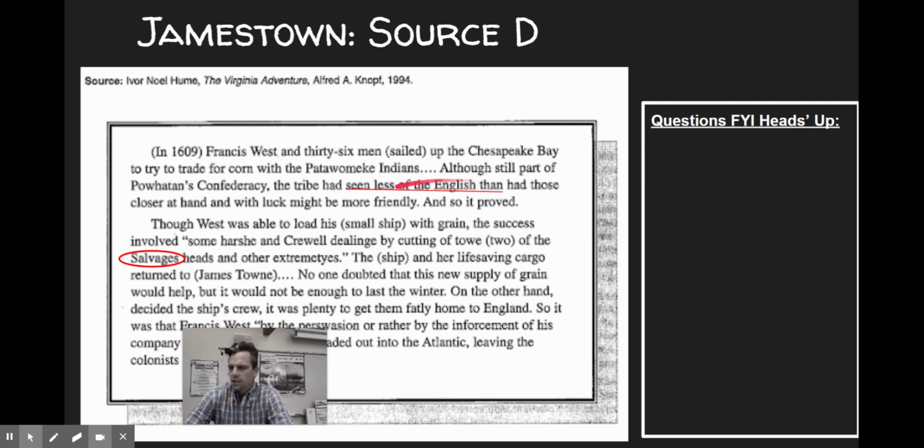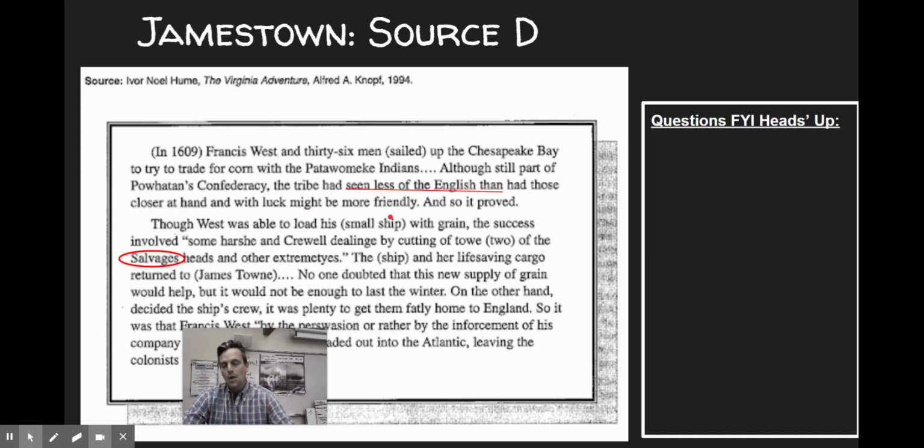Okay, although still part of the Powhatan's Confederacy. So remember, that's the local tribe. It's not just one little tribe. It's like one tribe that takes up a whole region, and it's usually associated clans or tribes that all fit under one, like we see here, a confederacy. Confederacy means a group. So although still part of the Powhatan's Confederacy, the tribe, the Potawatomi, had seen less of the English than those closer at hand, and with luck might be more friendly.